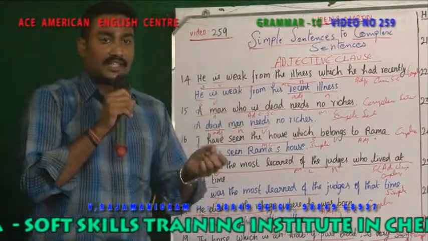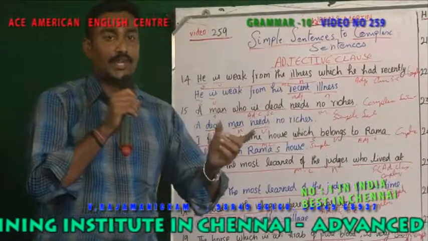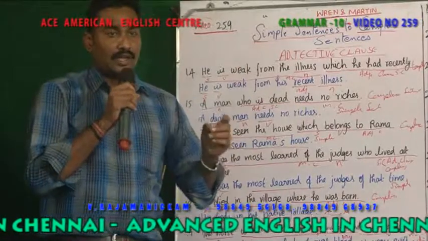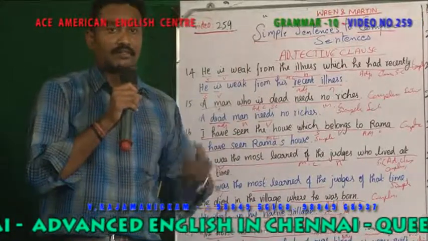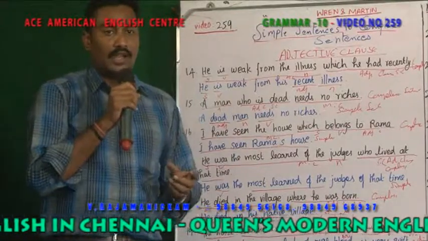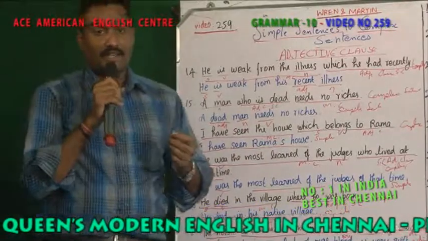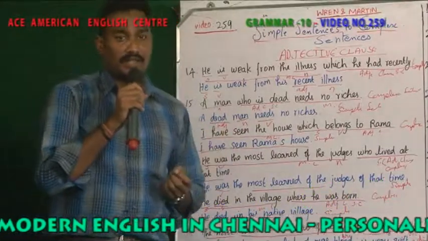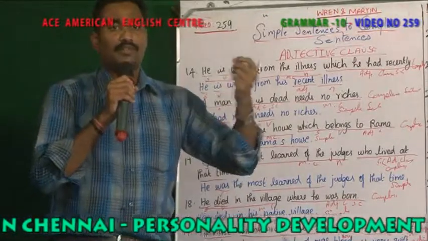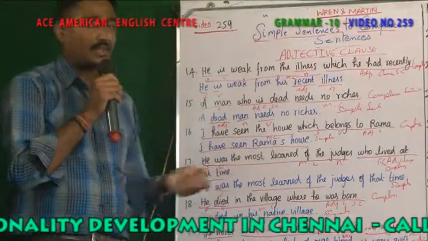But in English, there is a complex sentence to describe where he was born, and we do not use that. We always use complex sentences in the mother tongue, but when you come to spoken English, we always use simple sentences. Once we understand complex sentences, we can be ready to speak English, and we can speak with fluency.